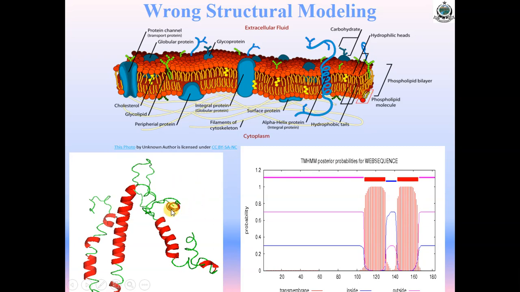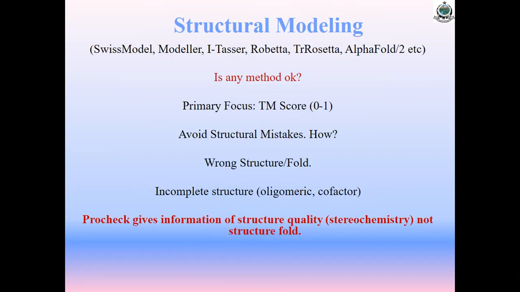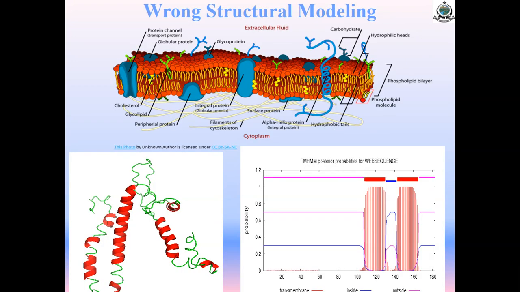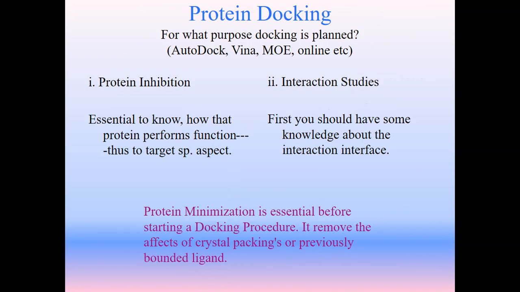So the point I want to convey is that ProCheck can give you the stereochemistry quality but not the structural fold. It's something related to the literature study, I would say.